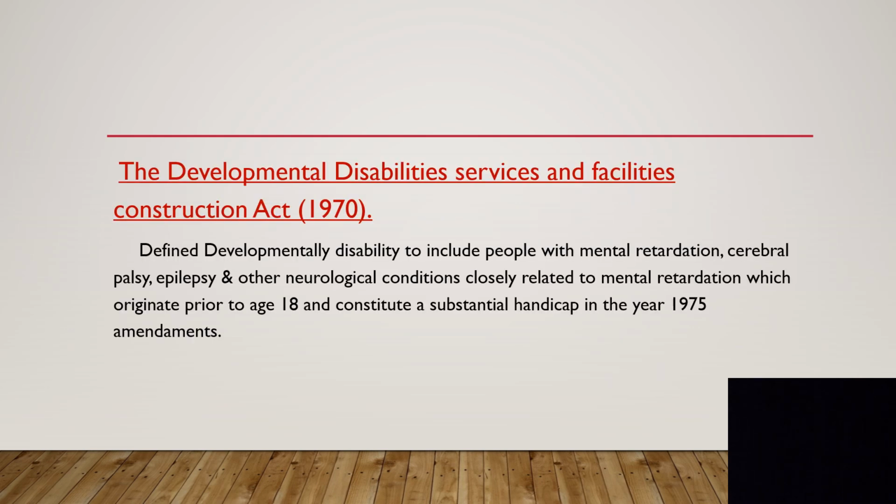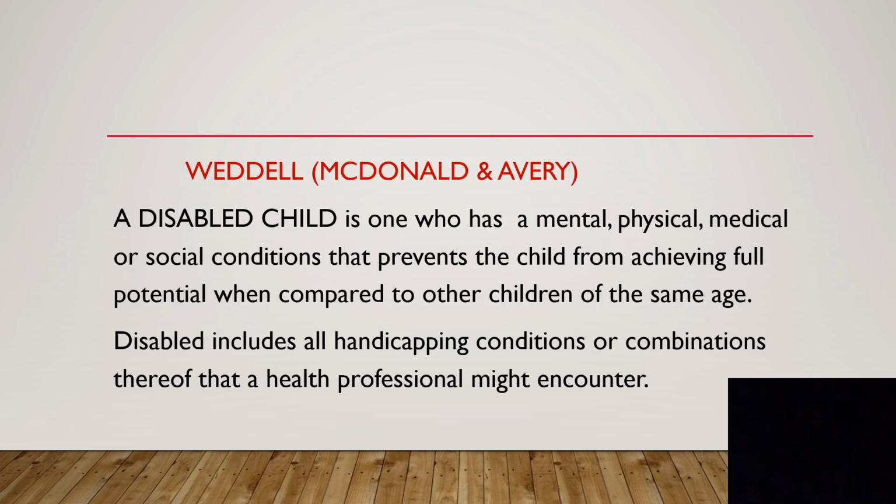The Developmental Disability Services and Facilities Construction Act, given in 1970, defined developmental disability to include people with mental retardation, cerebral palsy, epilepsy, and other neurological conditions closely related to mental retardation, which has originated prior to age 18 and constitute a substantial handicap, in the 1975 amendments.